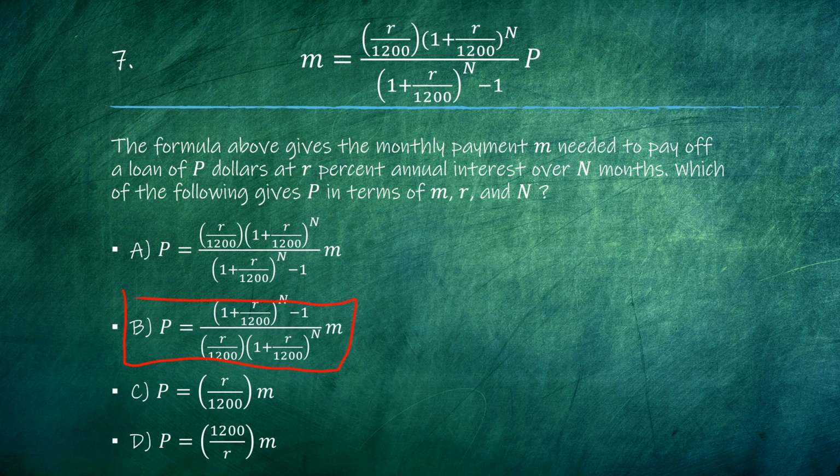To really solve this question, at first it might look really difficult, but if you look at it closely, it's really involving two different terms. So one, we have this R over 1200, and the second really big term that we have is this 1 plus R over 1200 to the n power minus 1.